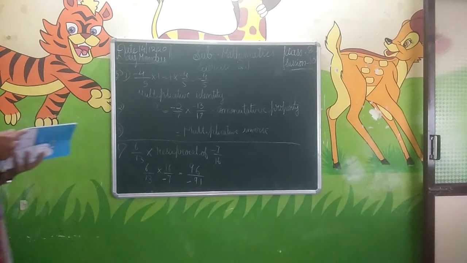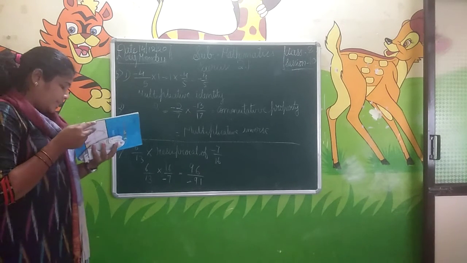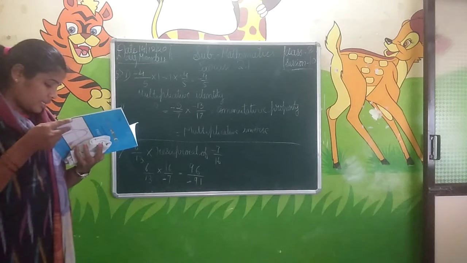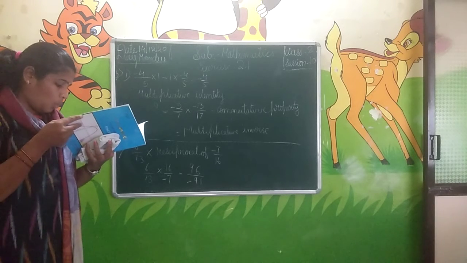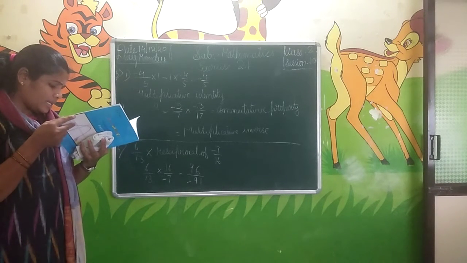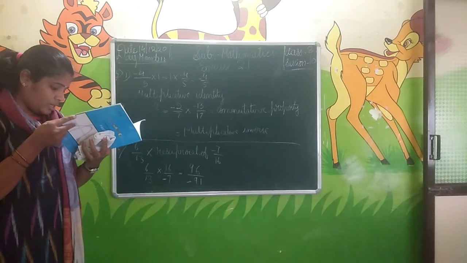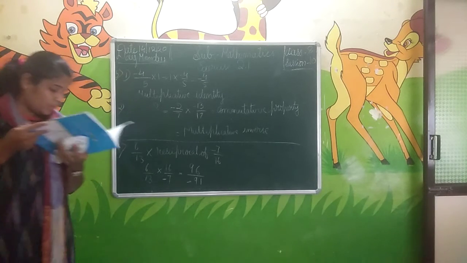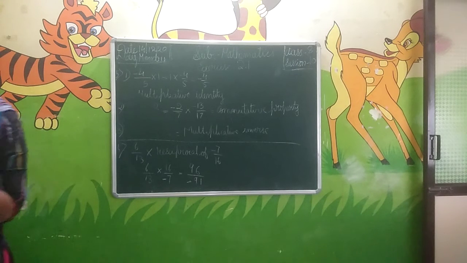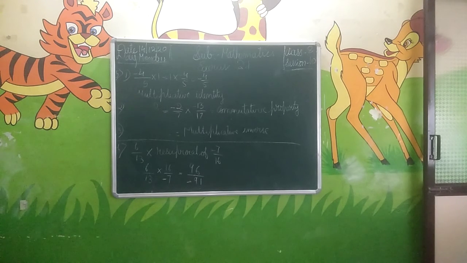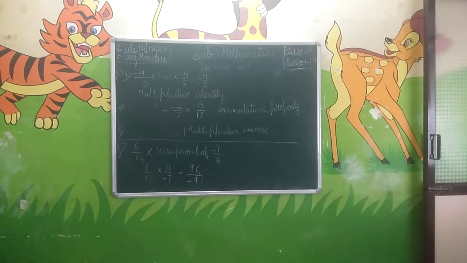Tell what property allows you to compute 1 by 3 into 6 into 4 by 3 as 1 by 3 into 6 into 4 by 3. Which property will allow you to compute this one? We have to check the computation now. Which property is applicable for this problem?